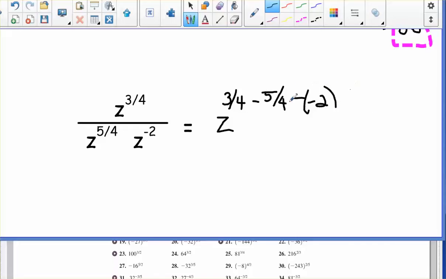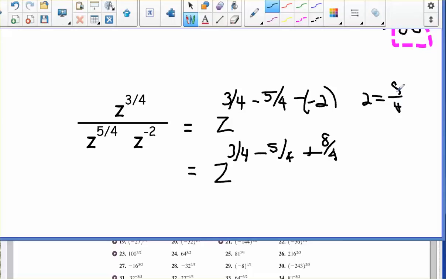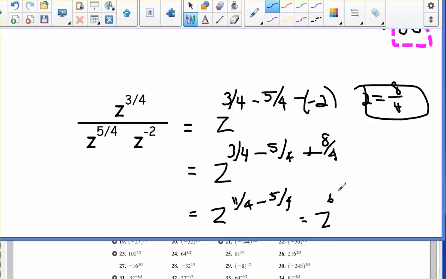So now I just need to clean up my exponent and I'll have this solved. So it's going to be z raised to the 3/4 minus 5/4. And let's just write this as minus and minus is going to be a positive. And let's put it in fourths so we can add everything up. And so 2 is going to be equal to 8/4. All right, so come down here and we're going to rewrite this as z to the 3/4 plus 8/4 is going to give me 11/4 minus 5/4. All right, or I'm going to get as an answer z to the 6/4.